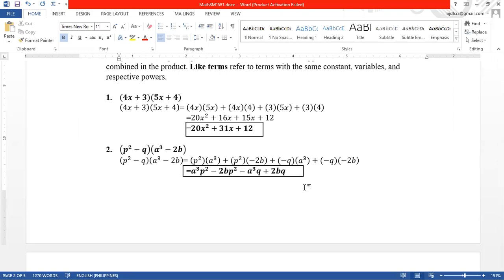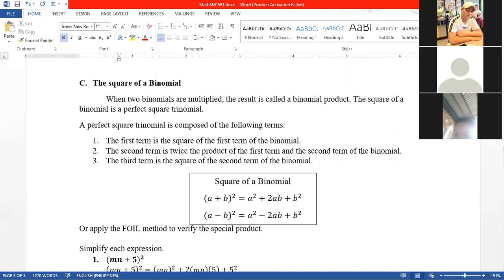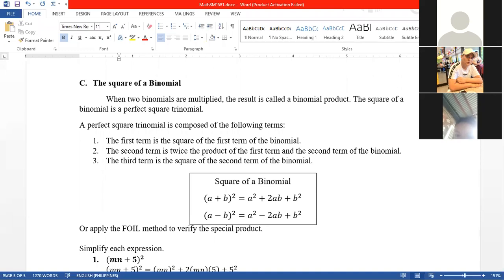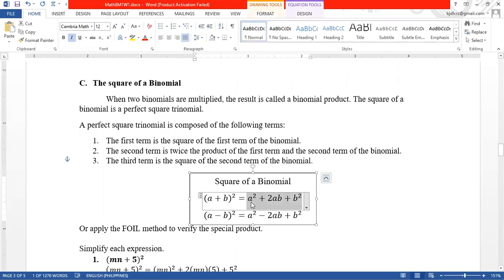Okay, we only have 10 minutes left. So the square of a binomial. When two binomials are multiplied, the result is called a binomial product. So the square of a binomial is a perfect square trinomial. So this is an example of a perfect square trinomial.